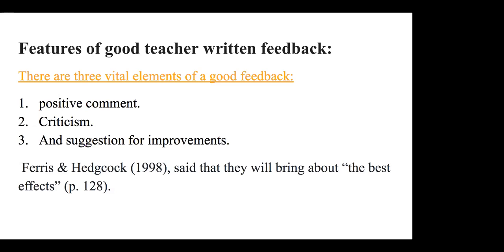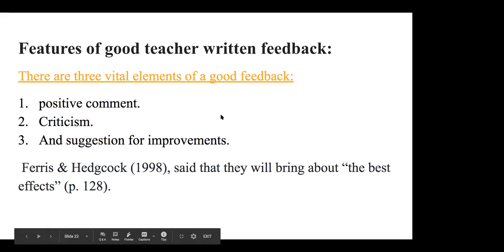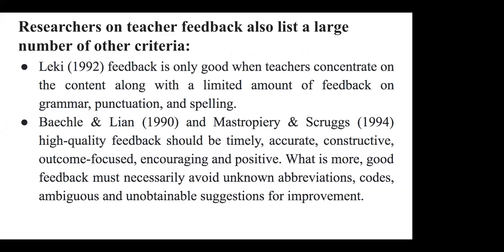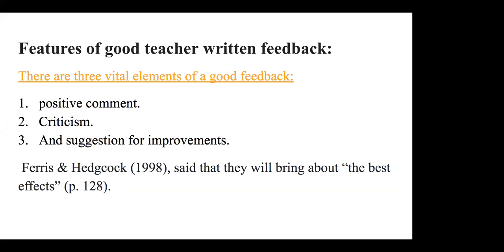According to Coven, there are three vital elements of good feedback: positive comment, criticism, and suggestion for improvement. The coexistence of positive comment and criticism, according to Veris and Hitchcock, will bring about the best effect. Positive comments can motivate writers. Negative ones can constructively show them where they have gone wrong and what action they should take in order to improve their papers. The third one, suggestion for improvement, is also needed as a guideline for students to make a revision.